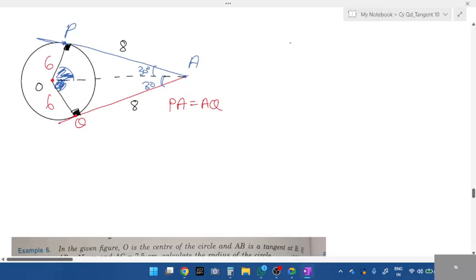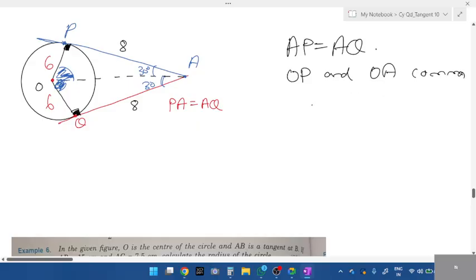Now, I'll write the properties. AP will be equal to AQ. First side. Next, both have OP and OA common. For both these triangles, these two are common.